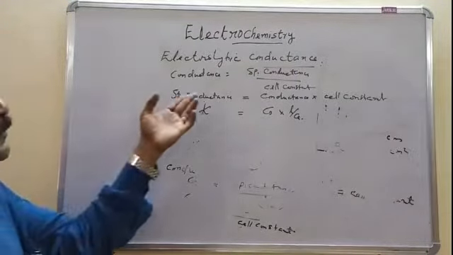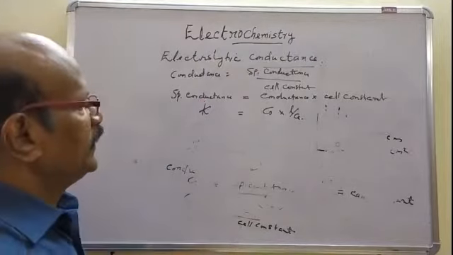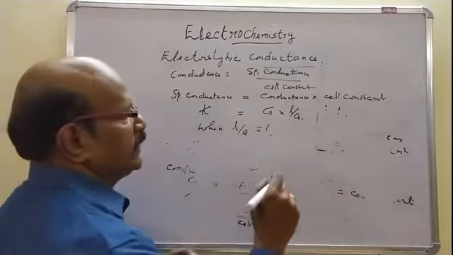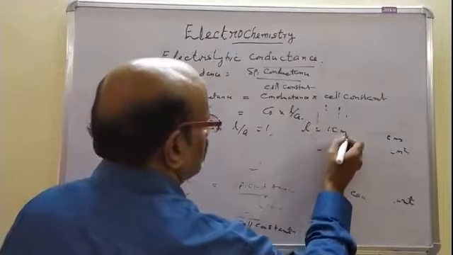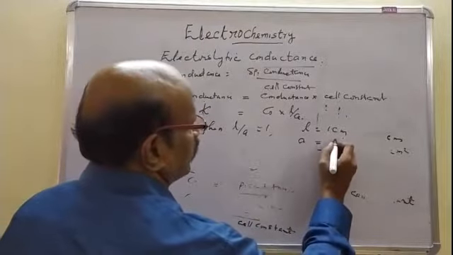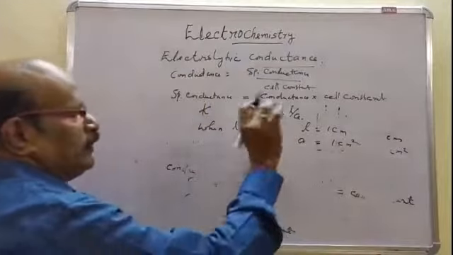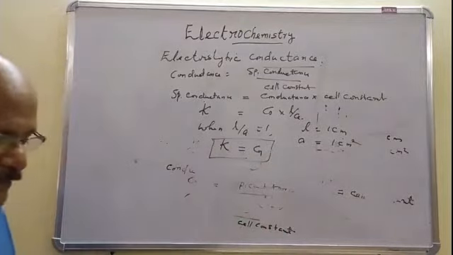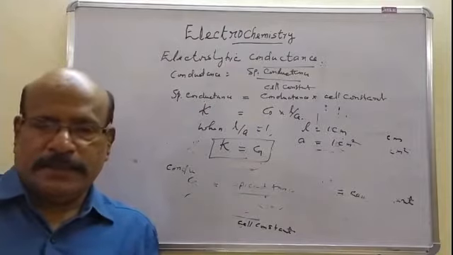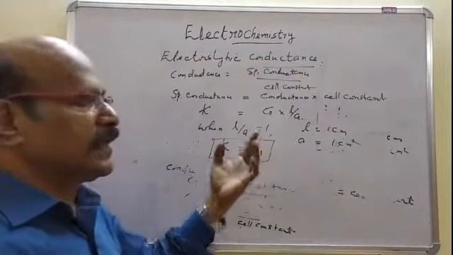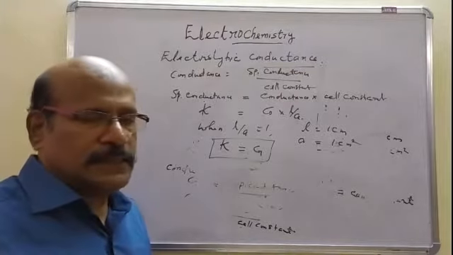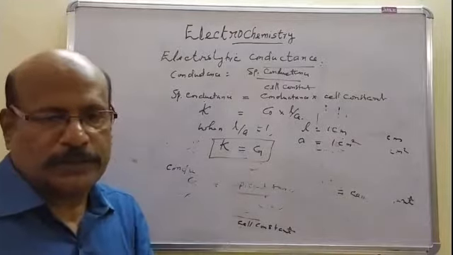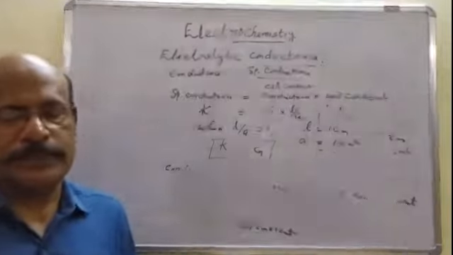Then we have to remember what is that specific conductance. When L by A is equal to 1, that is, the distance between the electrode assembly L is equal to 1 centimeter, and the area of cross section of the electrode is 1 square centimeter, so that L by A is equal to 1, then kappa is equal to G. Therefore, specific conductance of an electrolyte is defined as the conductance of the electrolyte column of the solution of unit length and unit area cross section. Okay, that is the thing.